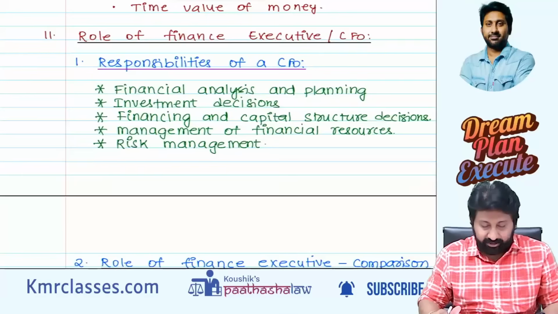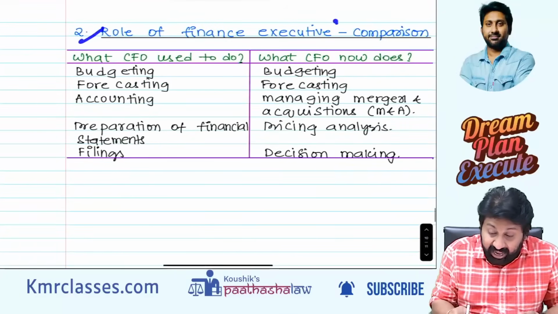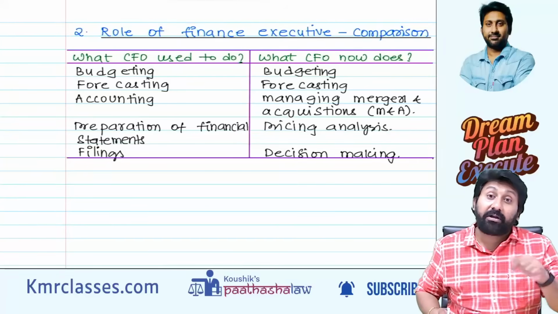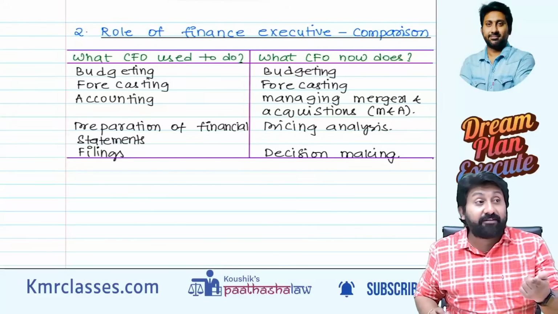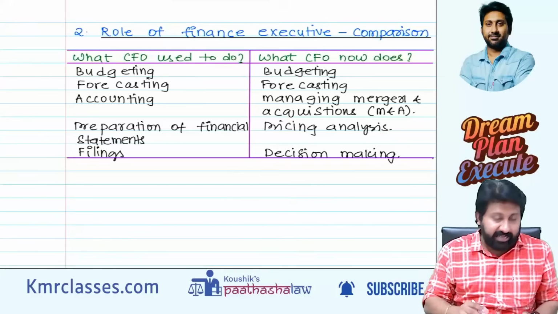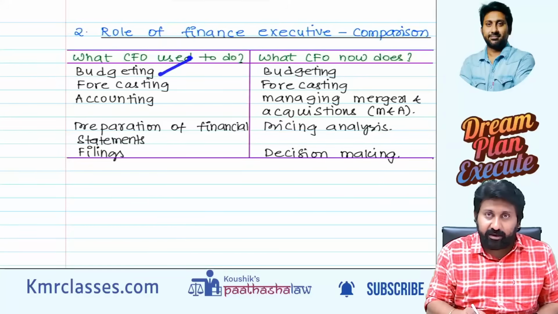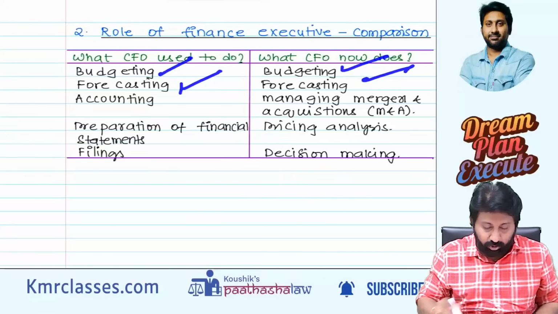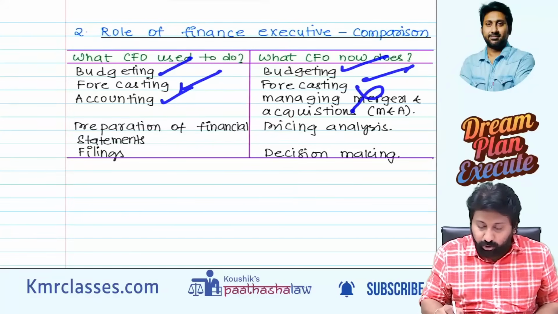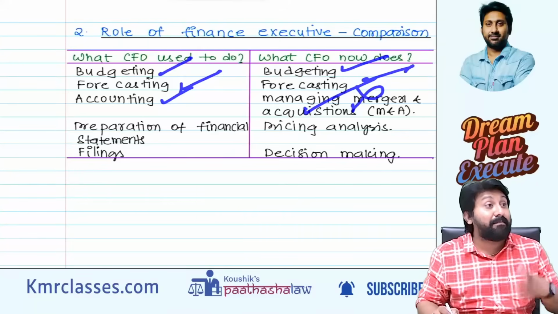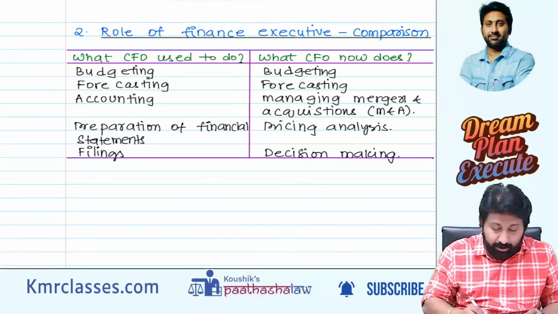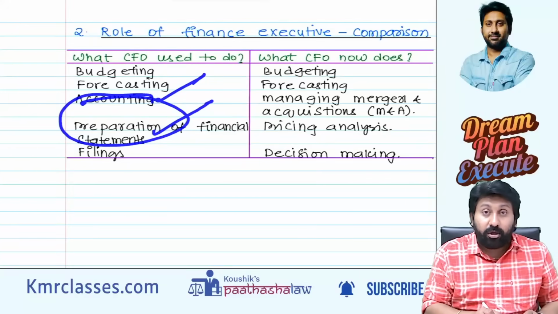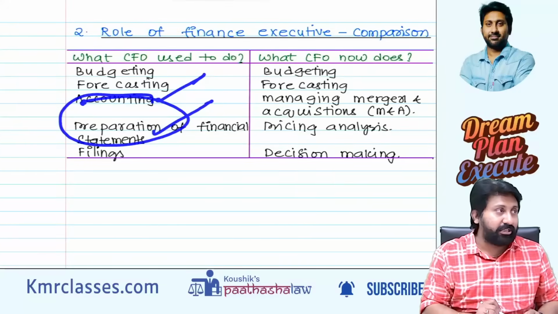Risk management. Next, role of a finance executive: comparison with the CFO. What the CFO once upon a time used to do, and what CFOs are now doing in the world, let us see. Previously, they used to do budgeting. Now also they are doing budgeting work. Forecasting they are also doing now. Accounting, they are no more doing accounting. They are doing management of mergers, acquisitions, big things. This one and this one, previously the finance manager used to do. Now the accounts department is there to do both.